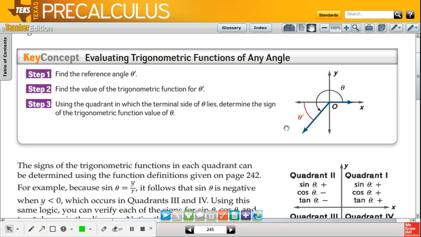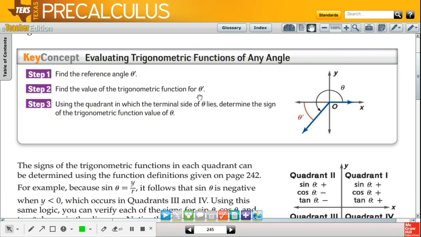So in the previous video, we talked about how to find the reference angle, or angle theta prime. So it's going to tie into evaluating trigonometric functions of any angle. With this concept, the first step, step 1, is to find the reference angle theta prime. Again, from the picture, here is the illustration of the reference angle, or angle theta prime. Step 2, find the value of the trigonometric function for angle theta prime.